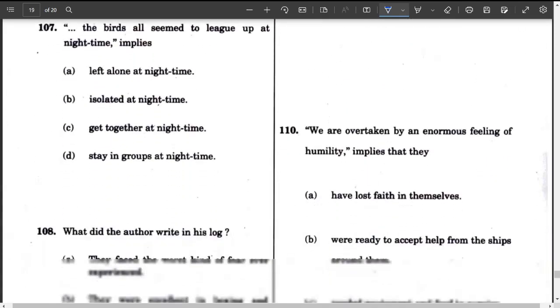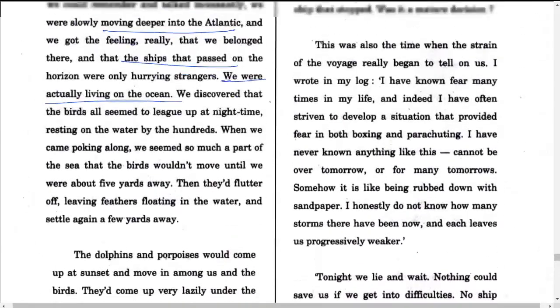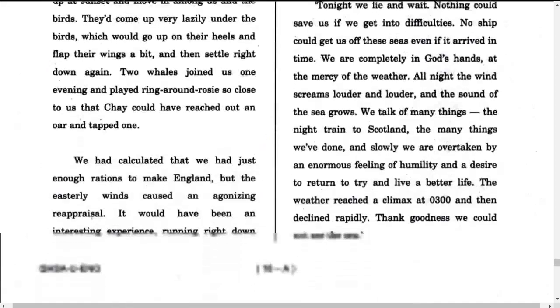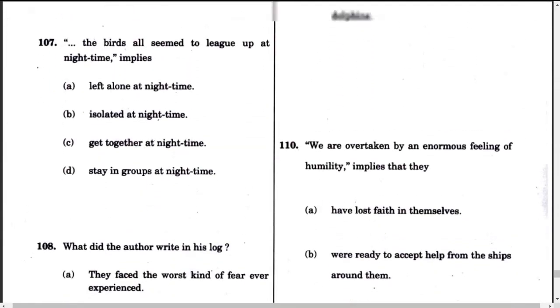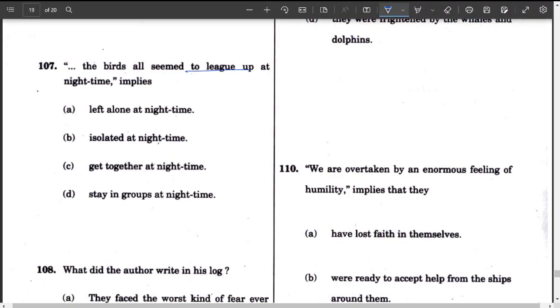Okay. Next, 107. The birds all seem to league up at night time implies what? What does it mean? Let us check that. We discovered that the birds all seem to league up at night, resting on the water by the hundreds. So how are the birds resting here? What does it mean? Left alone at night, isolated at night, get together at night, stay in groups at night. What can be used? Birds seem to league up in the sense they come together, right? So come together is to get together at night time.